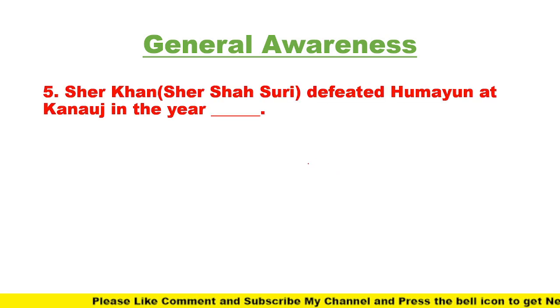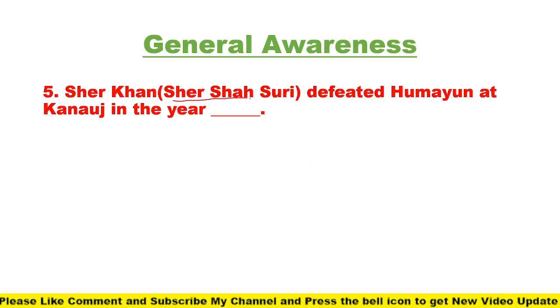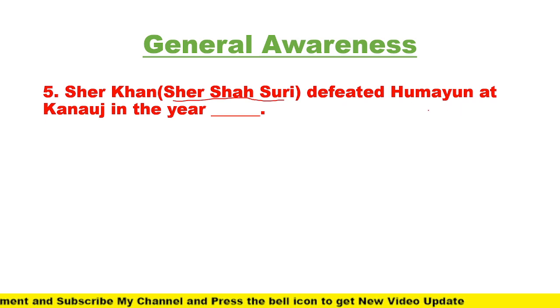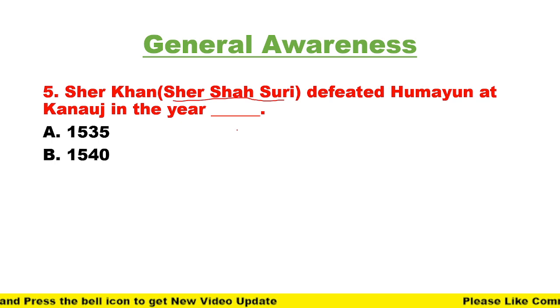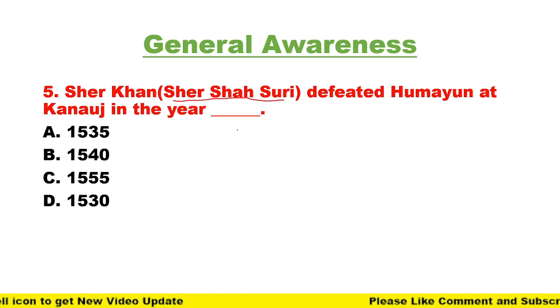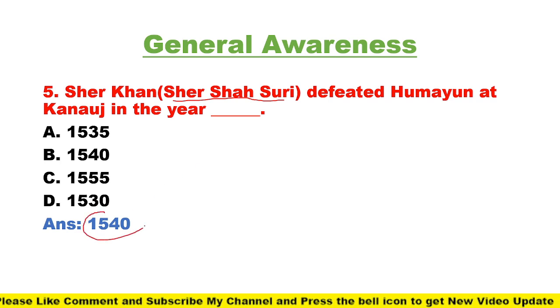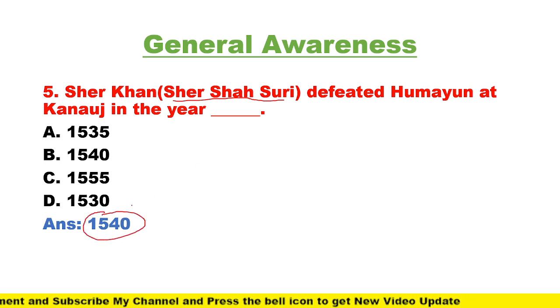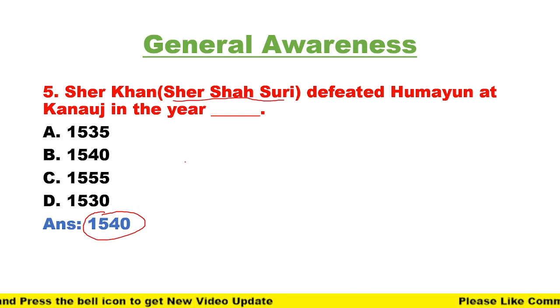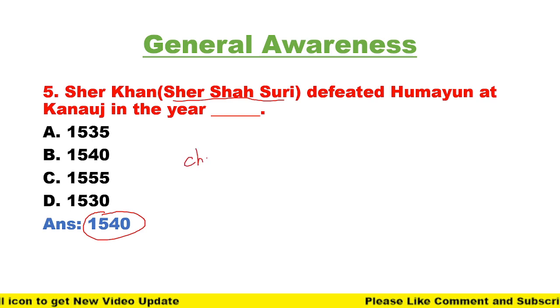Next. Sher Khan or Sher Shah Suri defeated Humayun at Kanauj in the year, and the options: 1535, 1540, 1555, 1530. Sher Shah Suri defeated Humayun at Kanauj in which year? The answer is 1540. In the year 1540, Sher Shah Suri defeated Humayun at Kanauj, and he also defeated Humayun at another place, that is Chausa. Chausa. In which year?